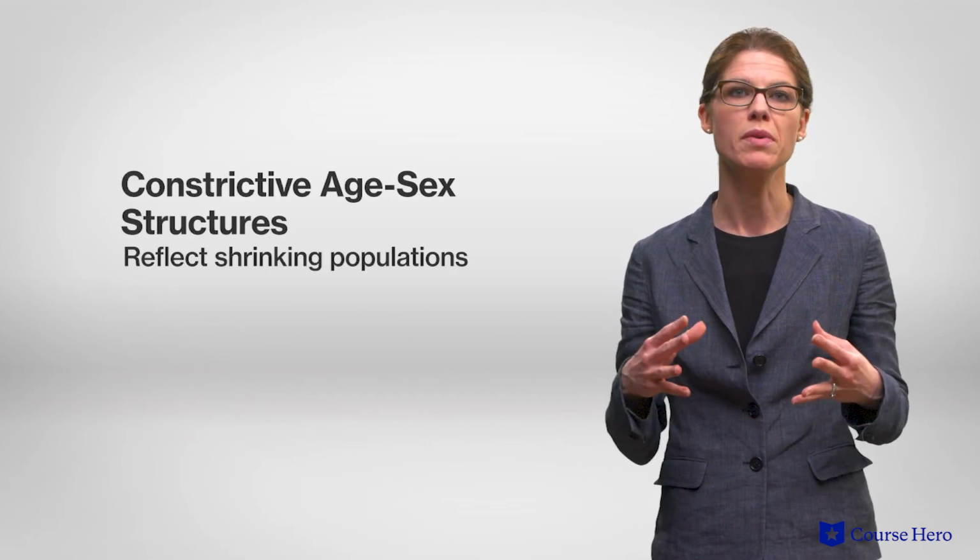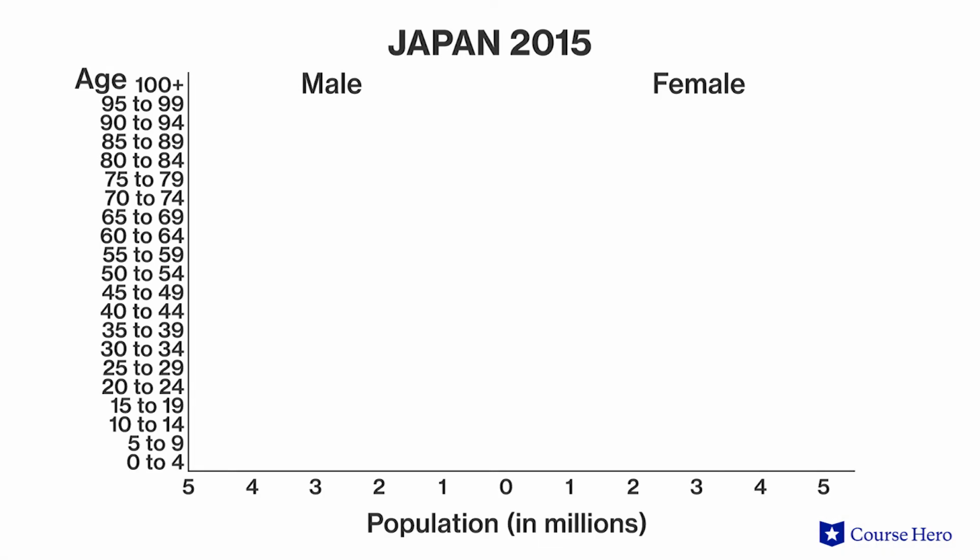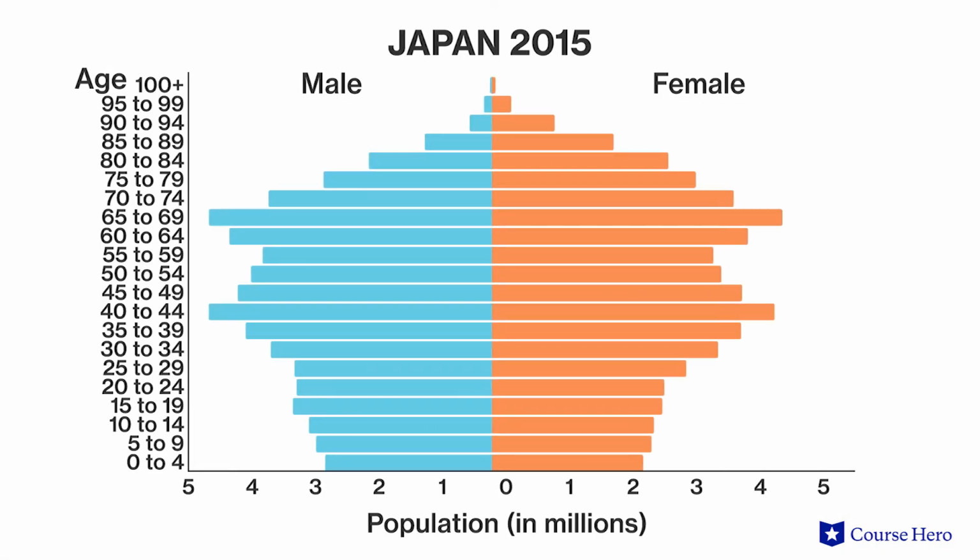Constrictive age-sex structures reflect countries in which the population is shrinking. For example, in Japan, the age-sex structure shows a small base of young people, which indicates that the country's population is decreasing. Fewer children are born than adults die.